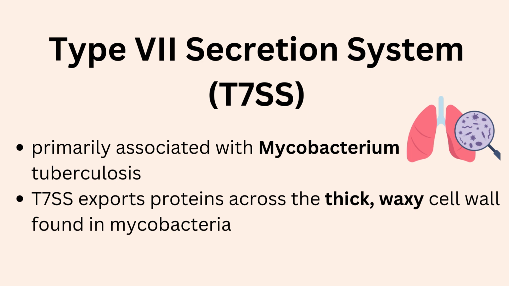Type 7 is primarily associated with mycobacteria. This system is essential in pathogens like Mycobacterium tuberculosis for secreting virulence factors, including proteins that help avoid host immune responses. It exports proteins across the thick, waxy cell wall found in mycobacteria, which provides an additional barrier to secretion.